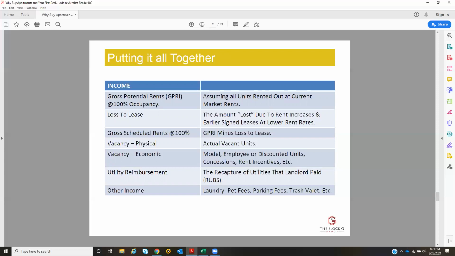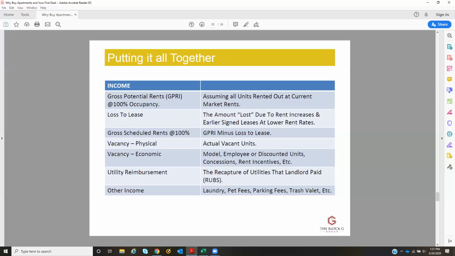Then your loss to lease comes in there. You take that out, right? That's the amount lost due to rent increases or early signed leases at lower rates. Let's say you had to fill the property up last month, and we had to give $100 off, or a free microwave or free cable. Those are all loss to lease. The market rent is X, and you had to give X minus Y, right? That gives you your gross scheduled rents at 100%.